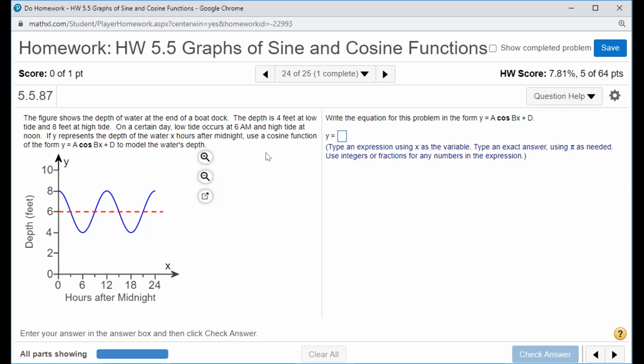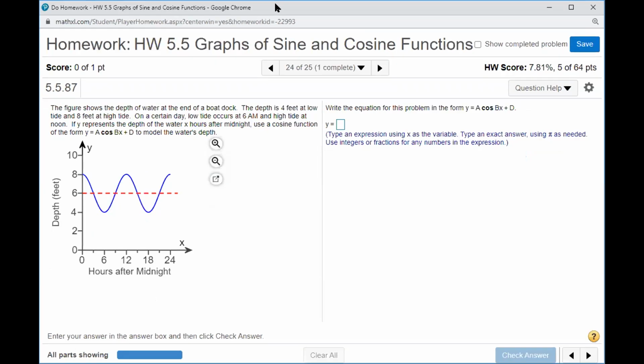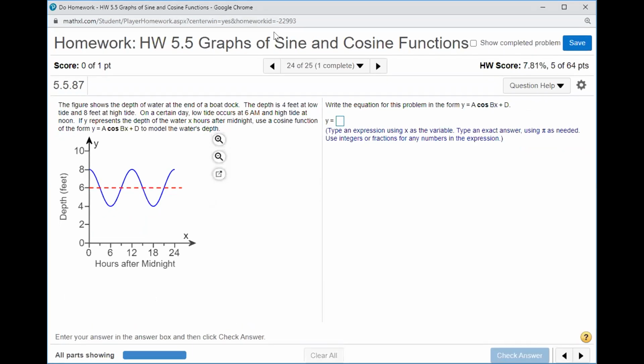So what this problem wants us to do is actually come up with the equation that will give us this graph. And so to do that, we need to know what A is, we need to know what B is, and we also need to know D.